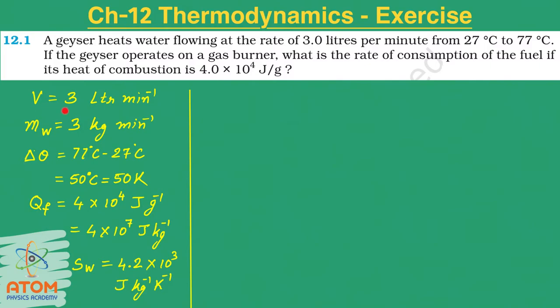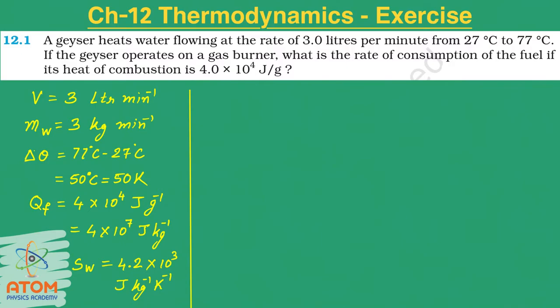The volume of water is given 3 liter per minute. Now for water 1 liter is 1 kilogram. So mass of water will become 3 kilogram per minute. Now the temperature difference is 77 minus 27, that means 50 degrees Celsius. So in Kelvin it can be written as 50 Kelvin. Remember, the difference of temperature will be same in Celsius and Kelvin too.